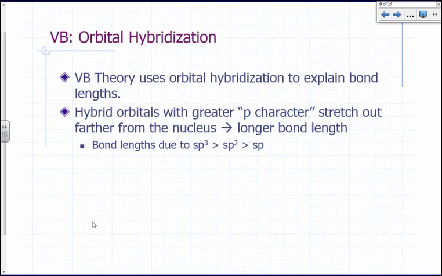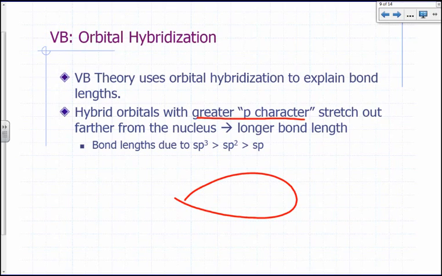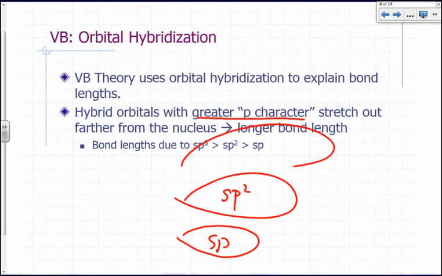Okay, we can also use valence bond theory and orbital hybridization to explain bond lengths. Generally, if you have hybrid orbitals that have a greater p character, they tend to stretch further out from the nucleus, and that would lead to a longer bond length. So, for example, if you have a carbon sp2 hybrid, it's going to stretch out farther than an sp hybrid, and an sp3 hybrid is going to stretch out further away from your carbon atom. So that could lead to longer bonds.